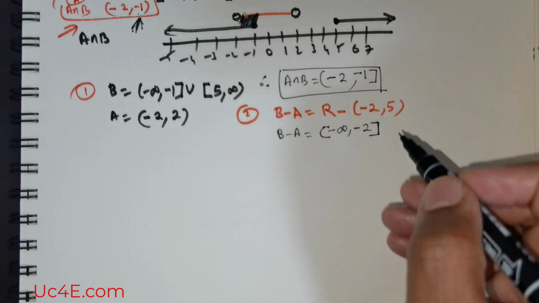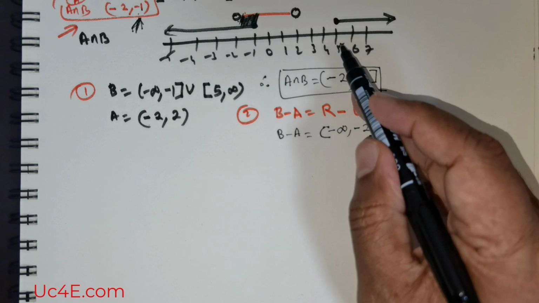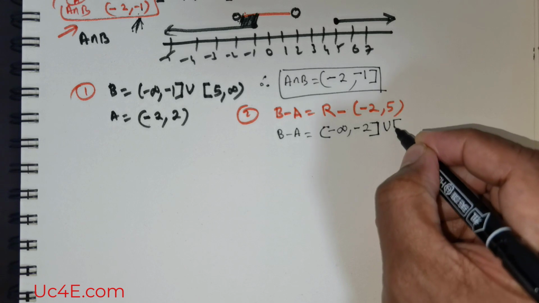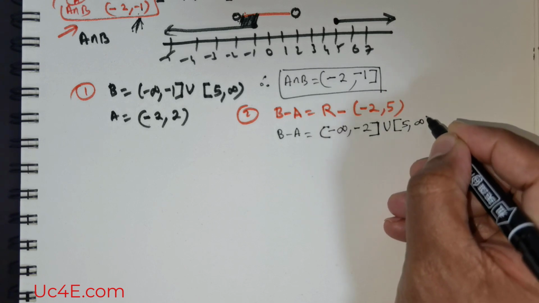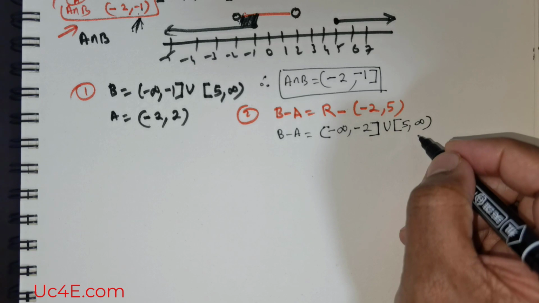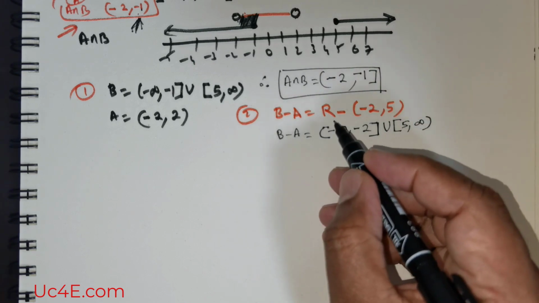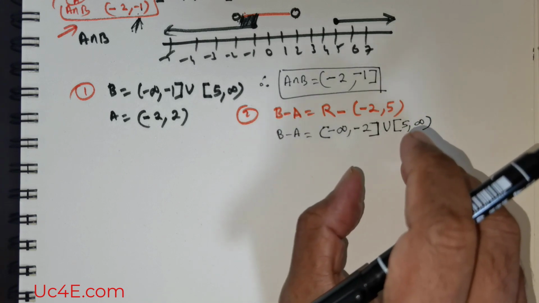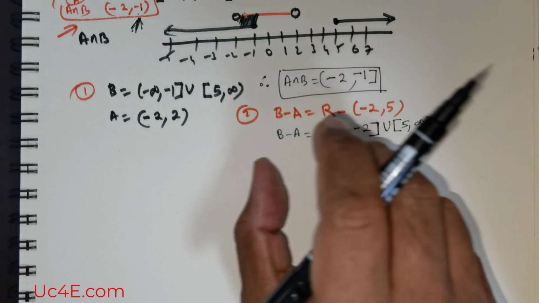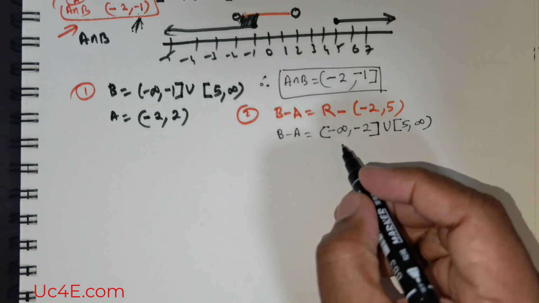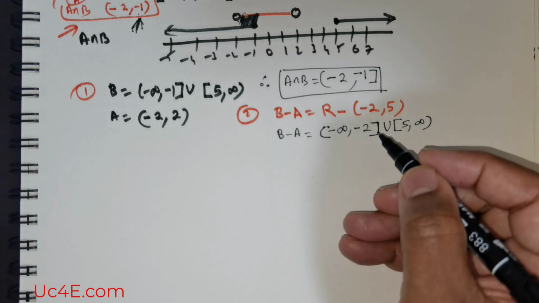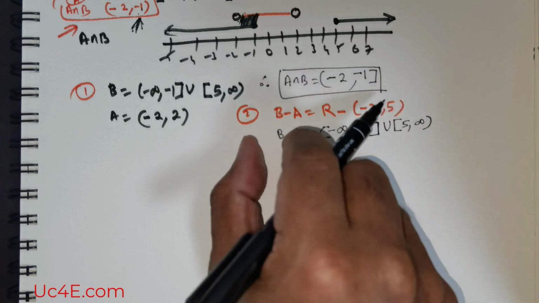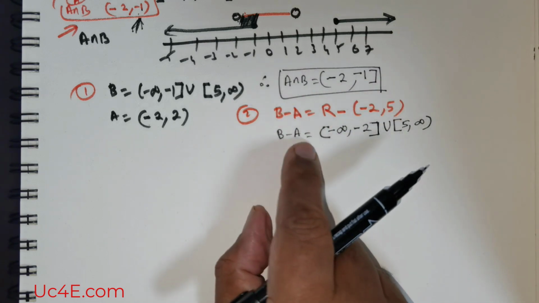with B, and then I unite this with all other elements that belong to B. So that's going to be 5 to infinity. So this is what I've got. Now if I were to write this in terms of R, that means from R I should take away things which are not present in B negative A, and that means I'm looking for the other part which is not included, right? The complement of it.